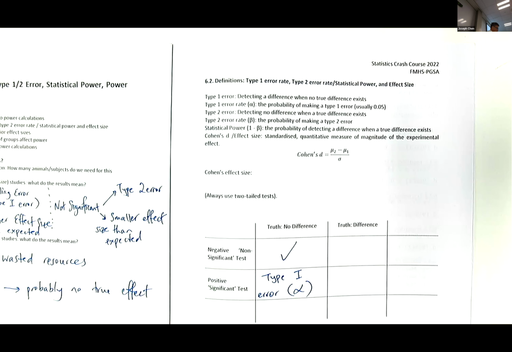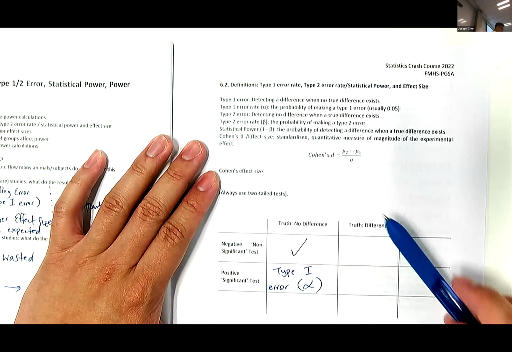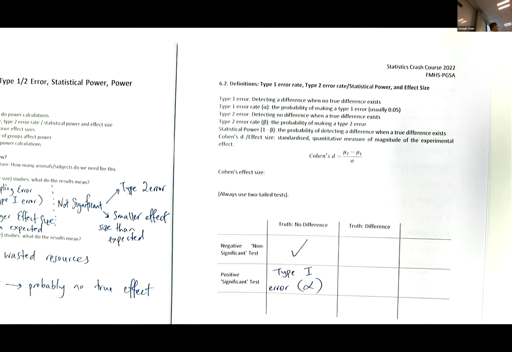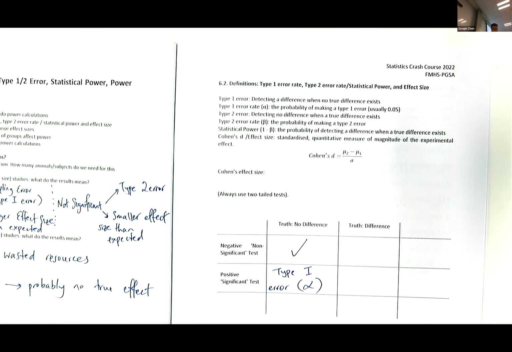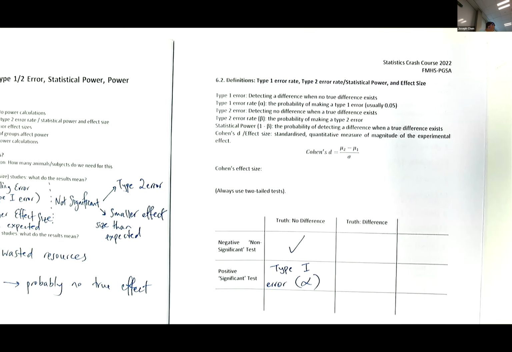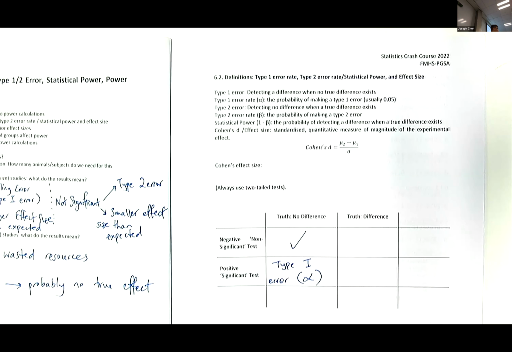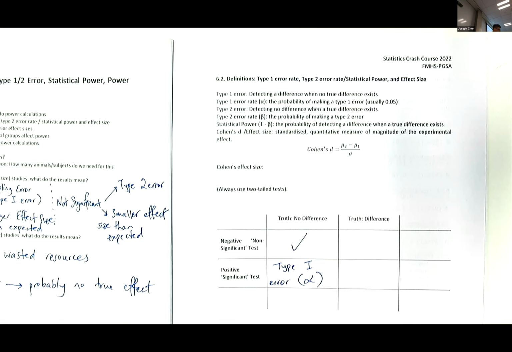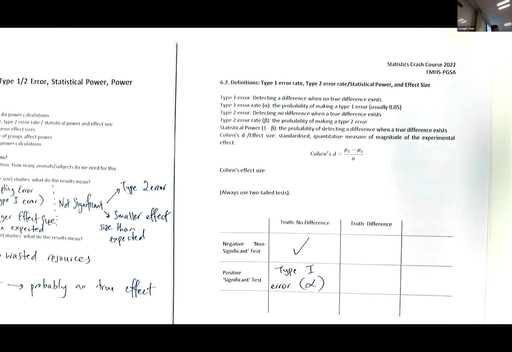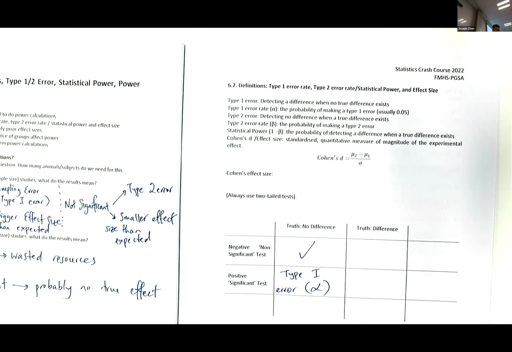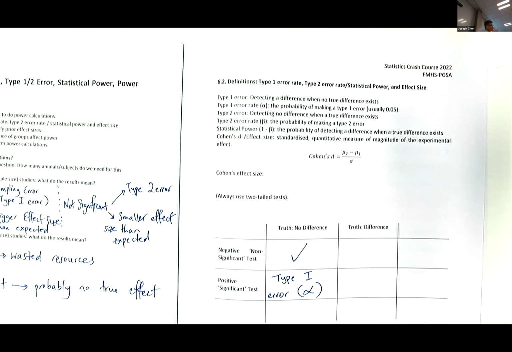Now, what about a type 2 error? Well, type 2 errors are detecting no difference when a true difference exists. So let's say the height of high school students versus the height of PhD students. Maybe PhD students are taller because they're adults, whereas high school students, depending on what age they are, might be shorter. Now, there might be a very subtle difference because high school students should be around the height of adults by now.